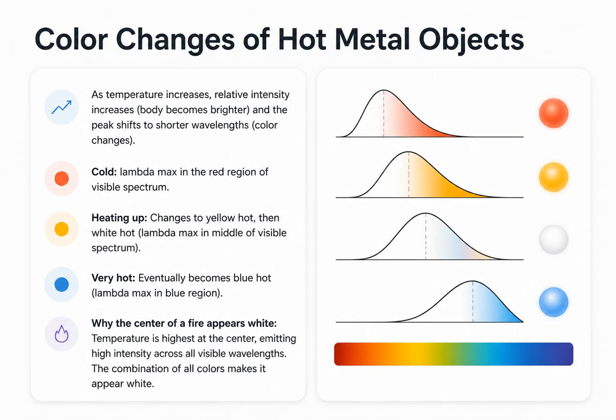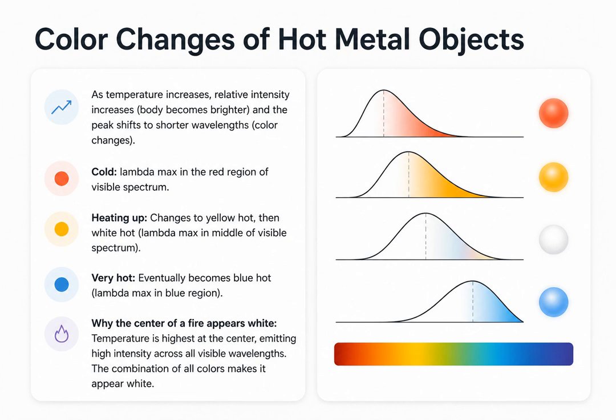Wien's law perfectly explains why a piece of metal changes color as you heat it in a forge. As it gets hotter, it emits more total energy, becoming brighter. Initially, the peak wavelength enters the visible spectrum at the red end, so it glows red-hot. As it gets even hotter, the peak shifts to shorter wavelengths. It glows yellow, then white-hot as the peak hits the middle of the visible spectrum, and eventually blue-hot.